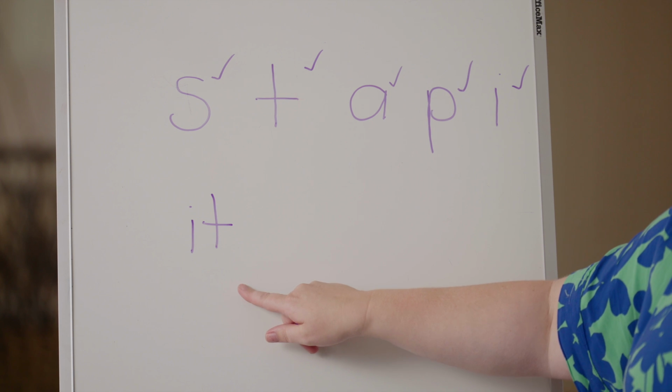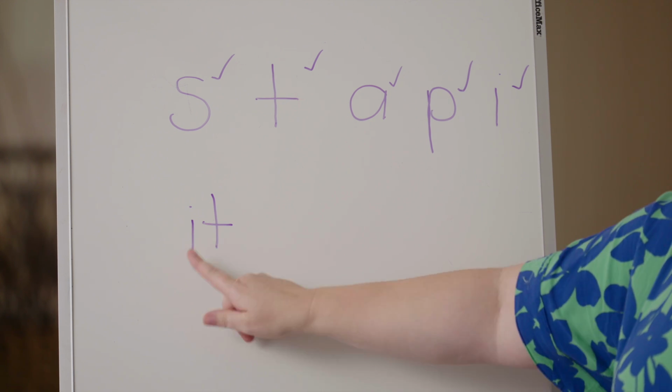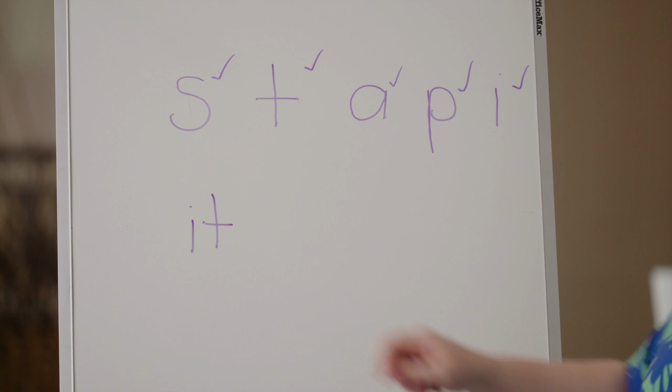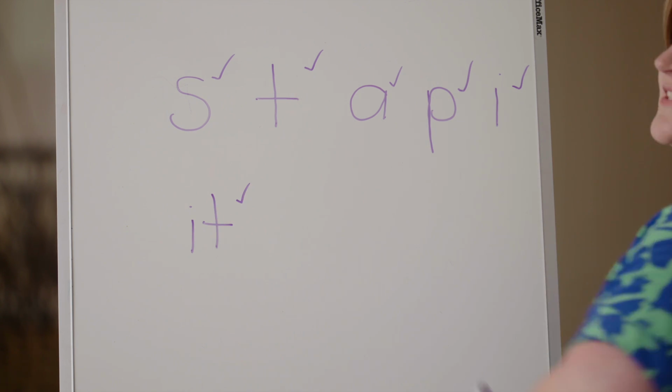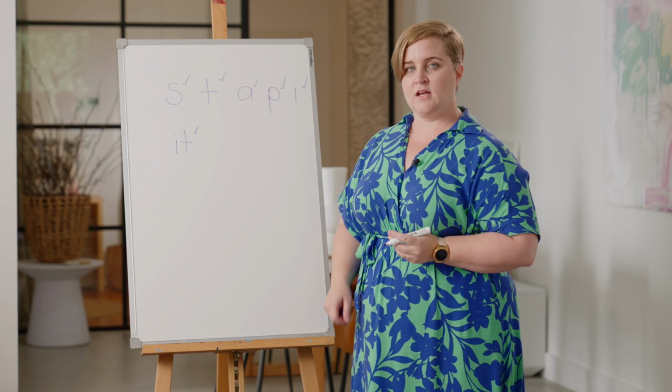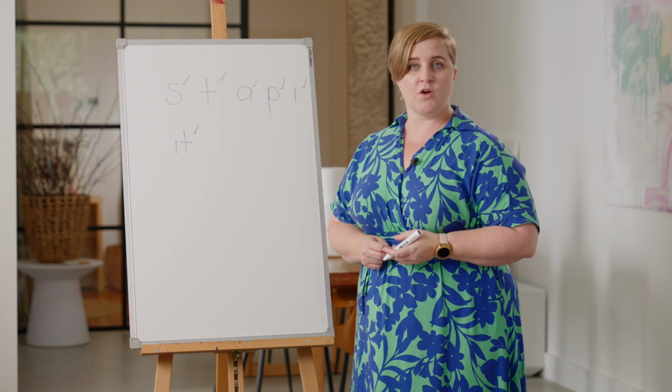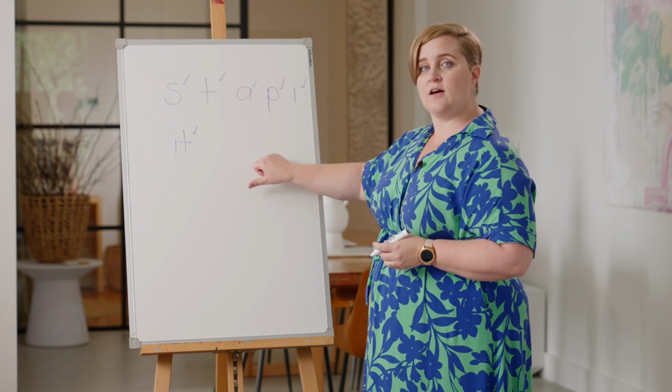Check your writing. Does your word look like mine? If it does, give it a tick. If it doesn't, make sure you fix it. The next word is tip. What word? Tip. Tap it out.